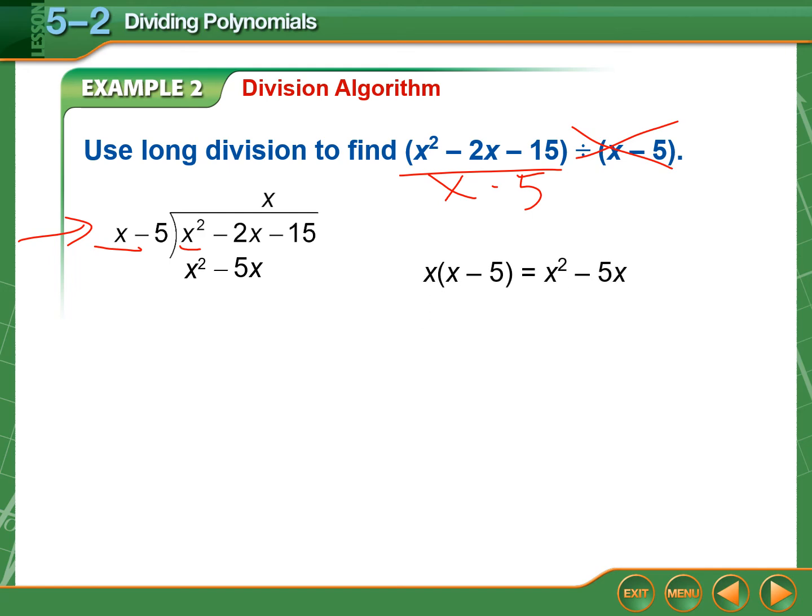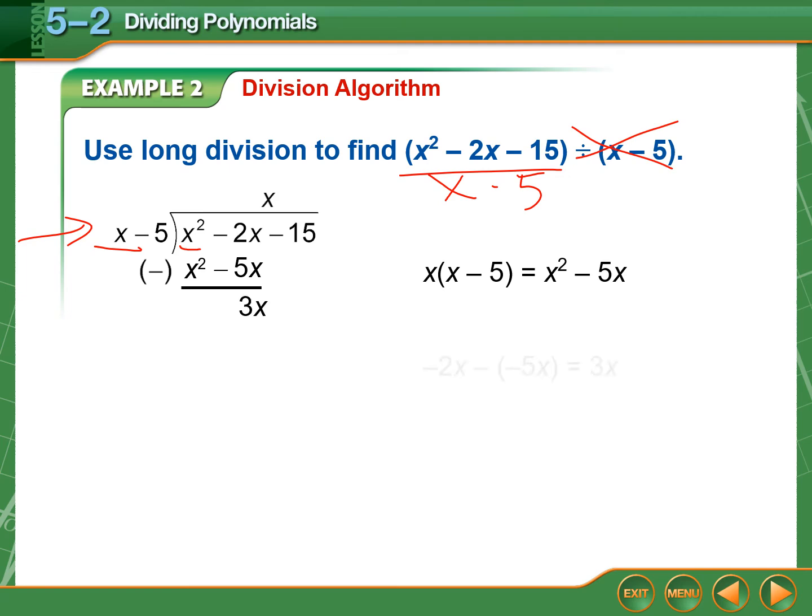We took that x and multiplied by x minus 5 and got x squared minus 5x. So now we're going to do the subtraction that we did in our other problem. So x squared minus x squared, that first term should always, if you did your math right, be 0. So let's look at negative 2x minus negative 5x.